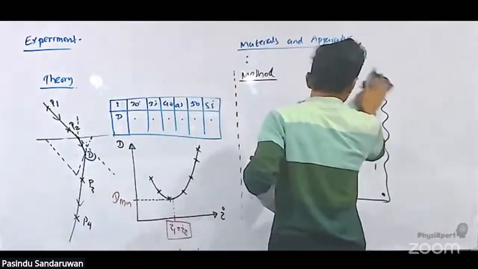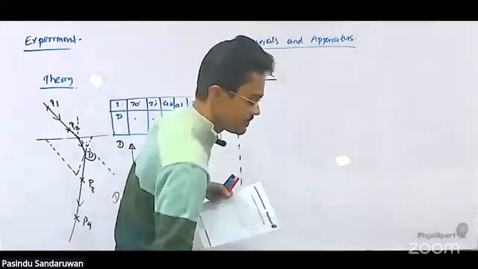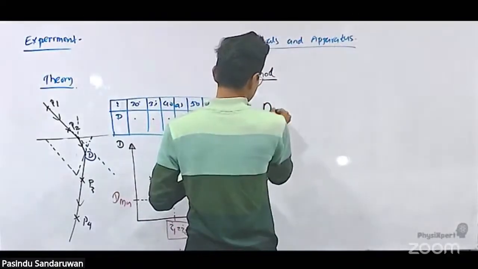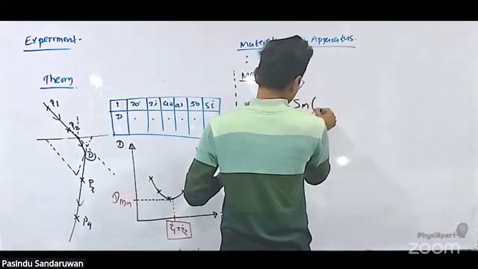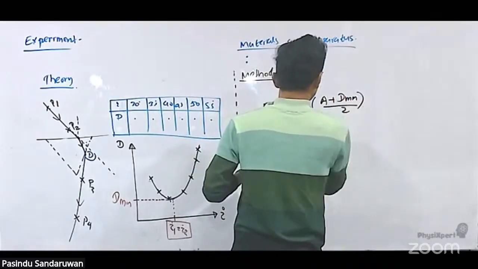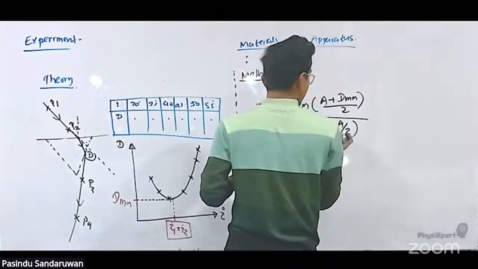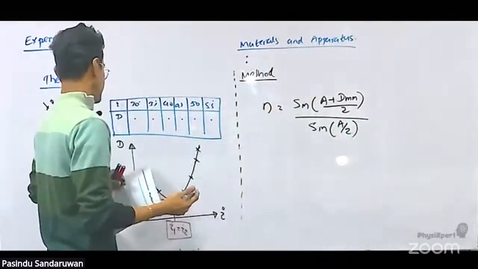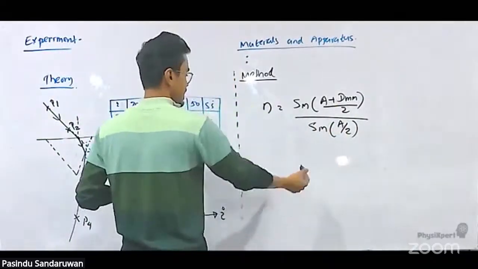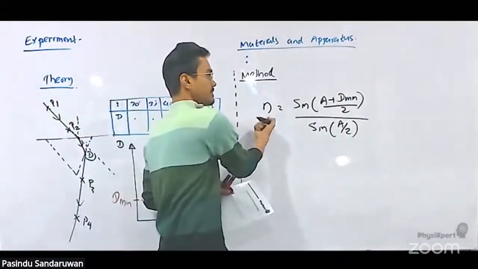As discussed in the theory. Right? Same equation, n equals sin of (A plus d min) over 2, over sin of A over 2. Right? So we took an equilateral prism. A is known, 60, right? D min is known from here. Since A and d min are known, n can be determined. Right? Mention this again.